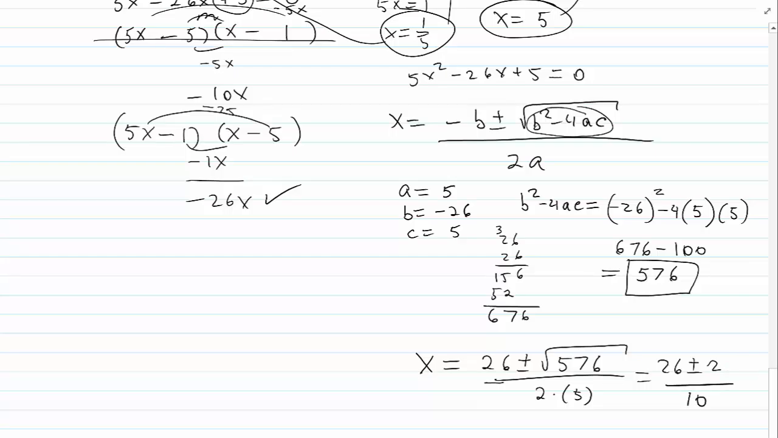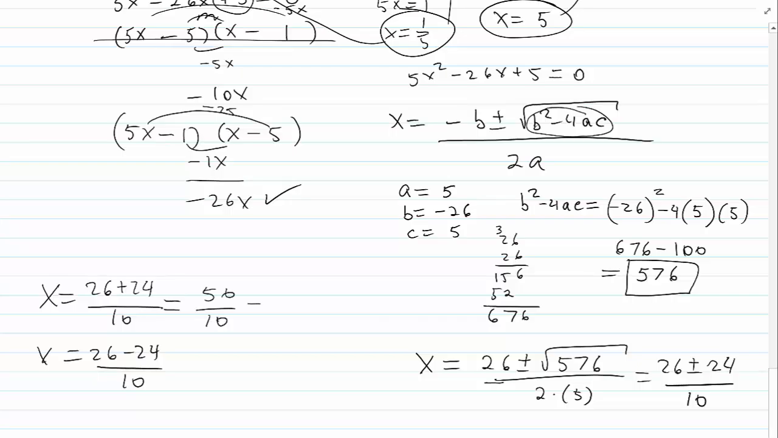Right? And then you have two solutions. So 26 plus 24 over 10, and 26 minus 24 over 10. So that gives you what? 50 over 10, which is 5. And this one is 2 over 10, which is 1 over 5. All right? So without a calculator, this is also quite annoying, doing this, but you do get the same answers. Alrighty, enough of this. Let's go on to the next question.